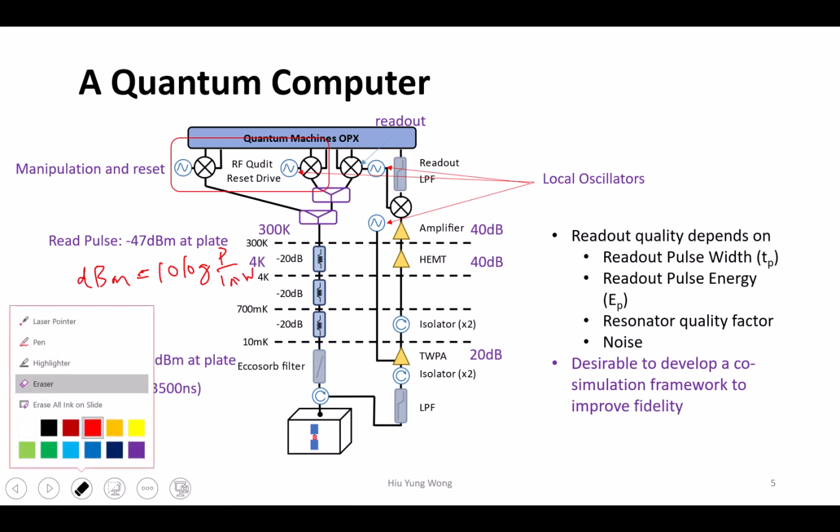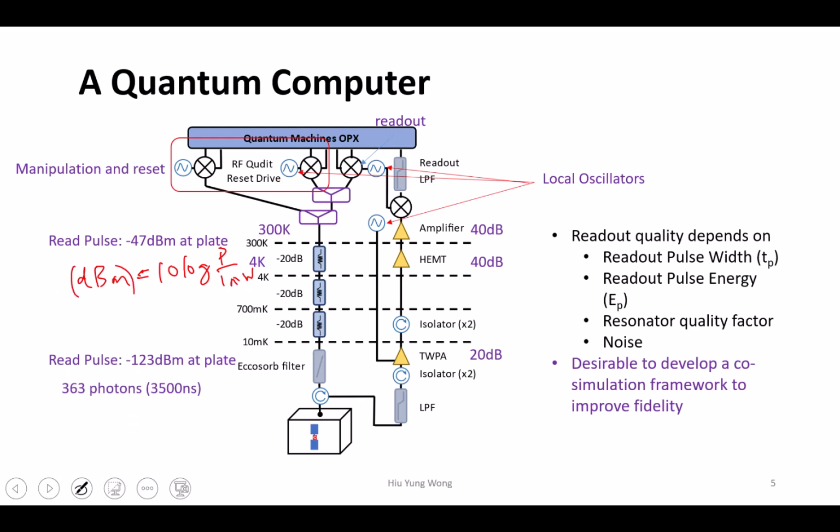The unit is in dB. Is that okay? So that is the power that you have in dBm. It's a very low power, even less than 1 milliwatt. Once you go to here, you attenuate it to negative 123 dBm. At the frequency we're working on, I forgot what it is, about 5 or 6 gigahertz, it's only 363 photons. It's countable. The number of photons is countable. And of course, we want to make it even smaller.